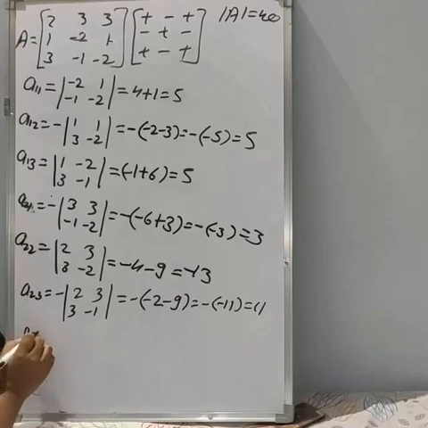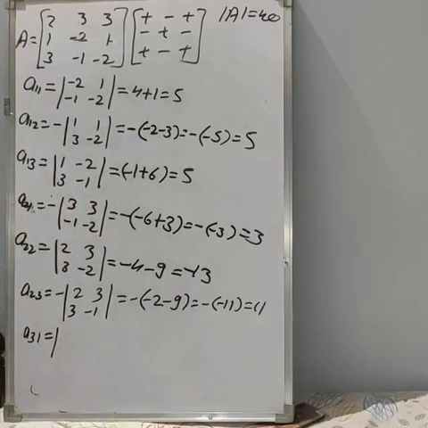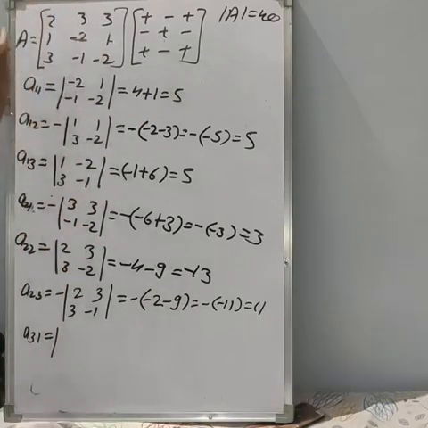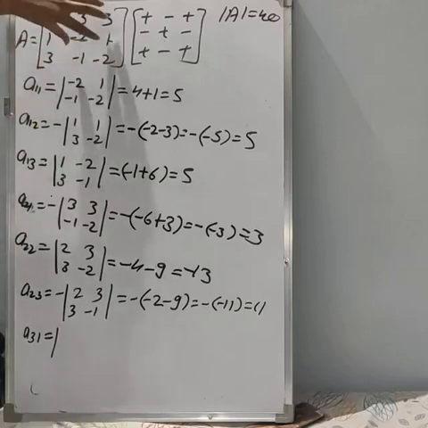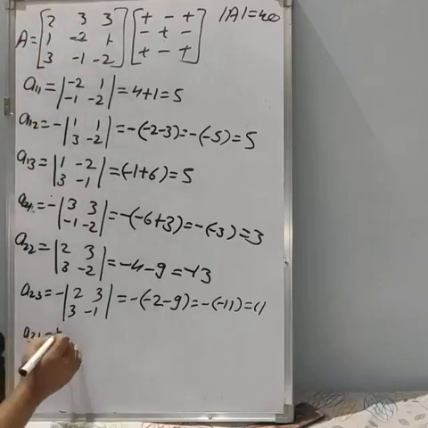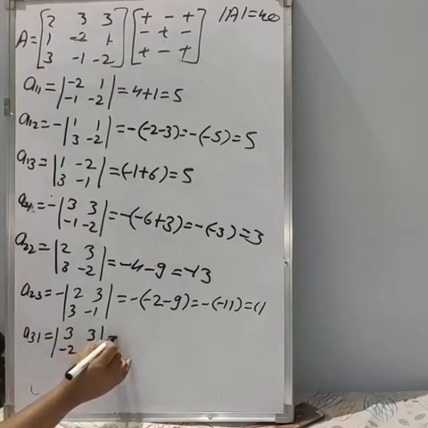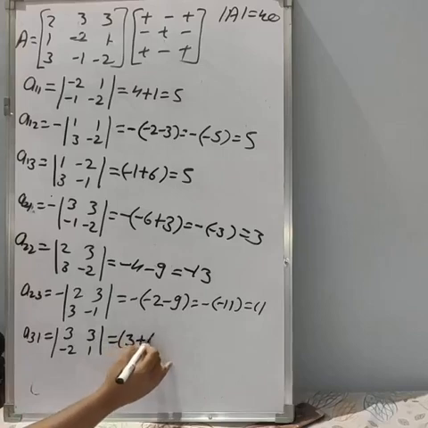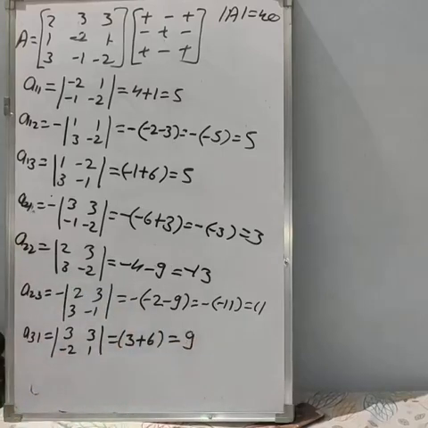Next go for the third row. For A31 here we have a plus sign. A31 means this element, present in the third row, first column. So neglect this third row and this first column. We will remain with these 4 elements: 3, 3, minus 2, 1. Calculate this: 3 into 1 is 3. Minus 2 into 3 is minus 6, but minus into minus is plus 6. Then 6 plus 3 is 9.